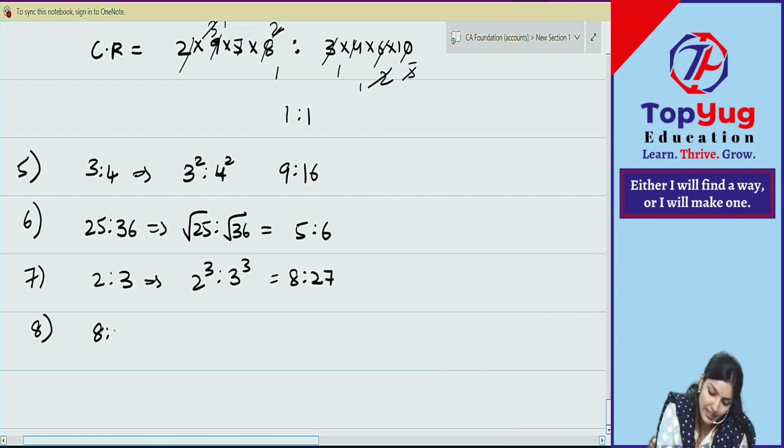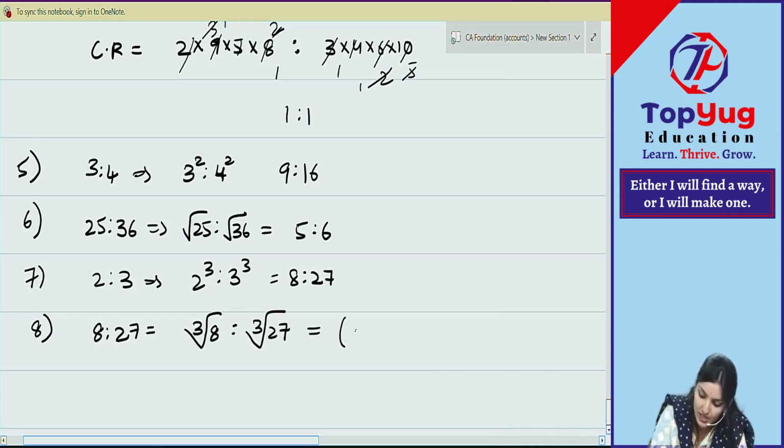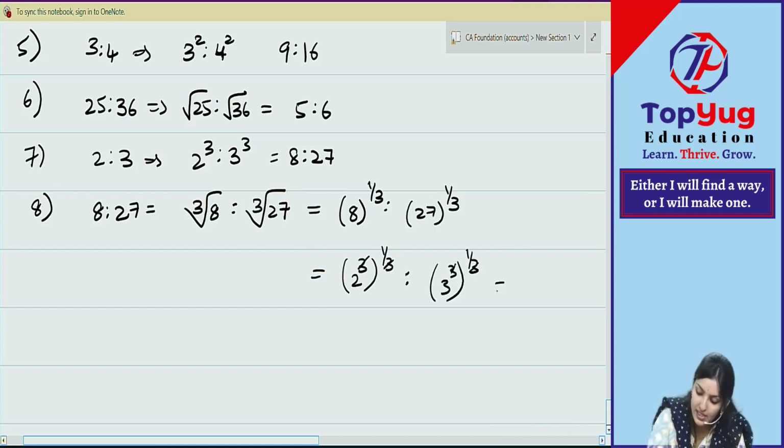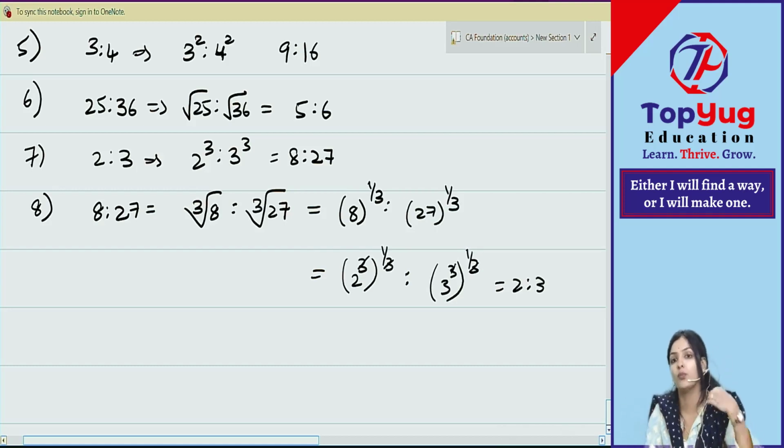Now subtriplicate ratio of 8 is to 27 is cube root of 8 is to cube root of 27. So if you want me to write to be more precise, 8 to the power 1 by 3 is to 27 to the power 1 by 3. So 8 ko we can write it as 2 cube to the power 1 by 3. This 3 gets cancelled. And similarly 3 cube to the power 1 by 3, 3 gets cancelled. 2 is to 3 is a simplified form.